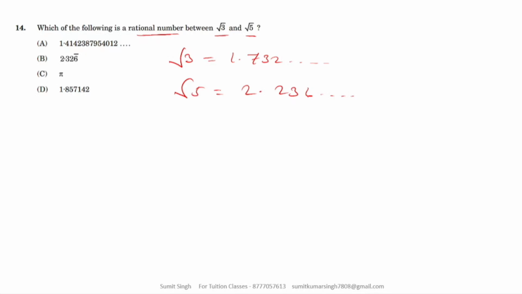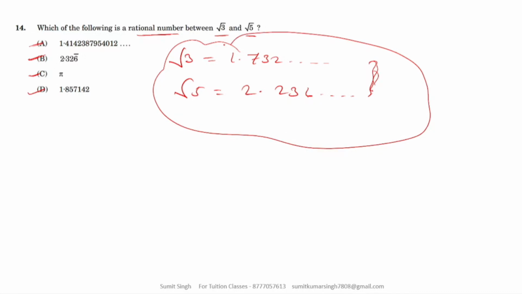By closely observing, we can say the correct answer for this question will be option D, because the value of pi is 3.14 something, which will not fall between these two numbers. Similarly, option B can't be right because it is more than the values of root 3 and root 5. And similarly, the other option can't be, because its value is less than these two irrational numbers.